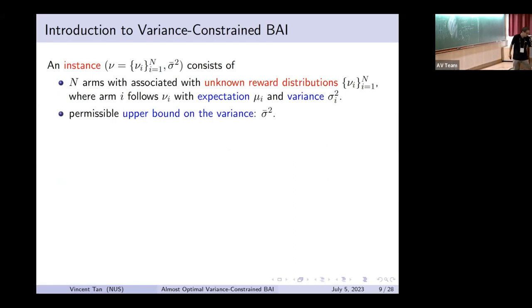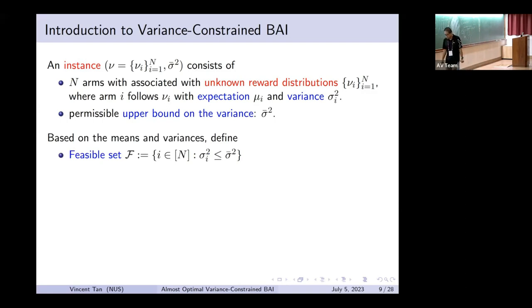Okay, so let me try to be a little bit more formal and define the notion of an instance of our problem. An instance of a bandit problem basically consists of a bunch of distributions, n of them, nu_i, with i running from 1 to capital N. These are the unknown reward distributions, each assumed to have an expectation and a variance, both of which are unknown. Additionally, for the instance that we care about, there is also a permissible upper bound on the variance. This is a number that is prefixed. You can tolerate this much variability in the time that you take to go to your office, no more. Plus or minus 5 minutes is all you can tolerate. So that is a permissible upper bound on the variance that you know. This is what I call an instance. It consists of all these n distributions and a certain positive number.